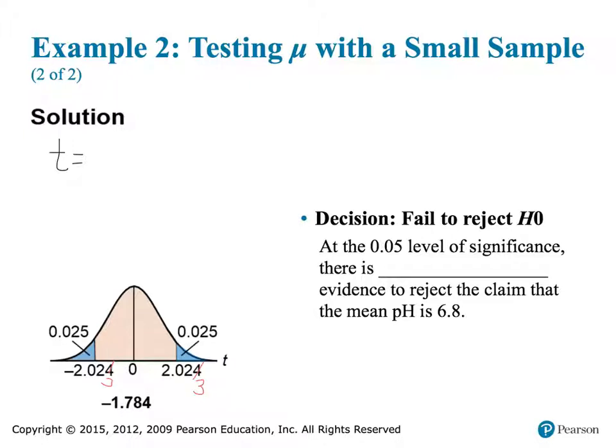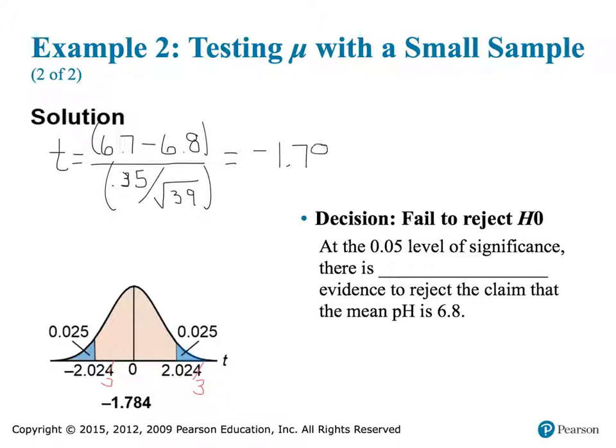I need to take my x bar, which was 6.7, minus the claimed mean, which was 6.8, and divide by the standard error, which is found by taking s, 0.35, over square root n, which would be square root 39. Again, be careful about your parentheses when you plug this into your calculator. But we get a test statistic equal to negative 1.784.